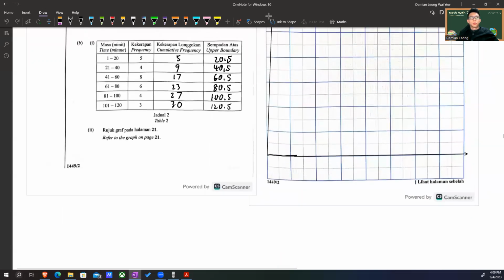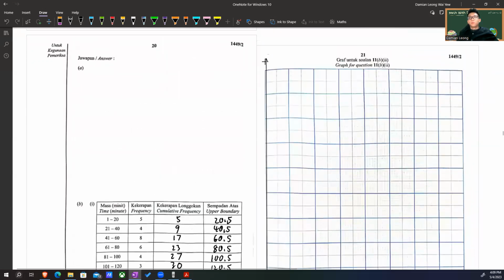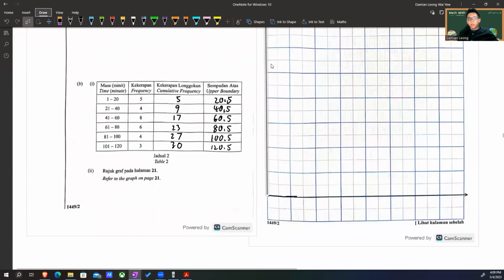This one goes up. So here is 0 frequency, so I don't connect. For the x, I want to start from the first lower boundary instead of the upper boundary. I start from lower boundary 0.5, then 20.5, 40.5, 60.5, 80.5, 100.5, up to 120.5, the last upper boundary.